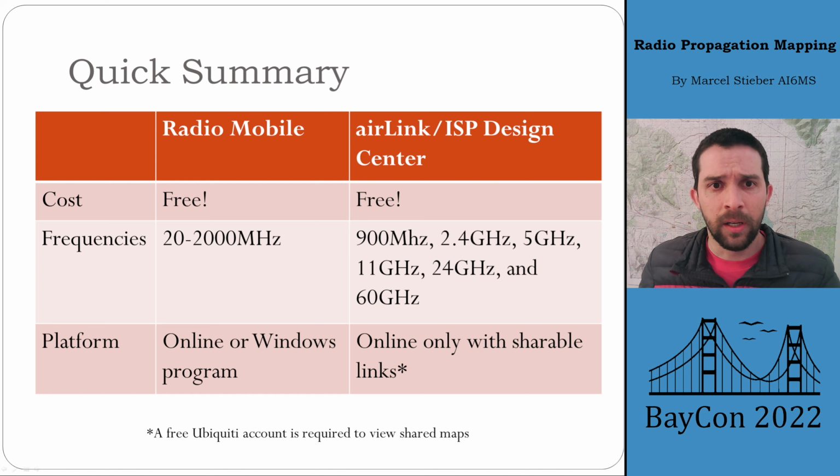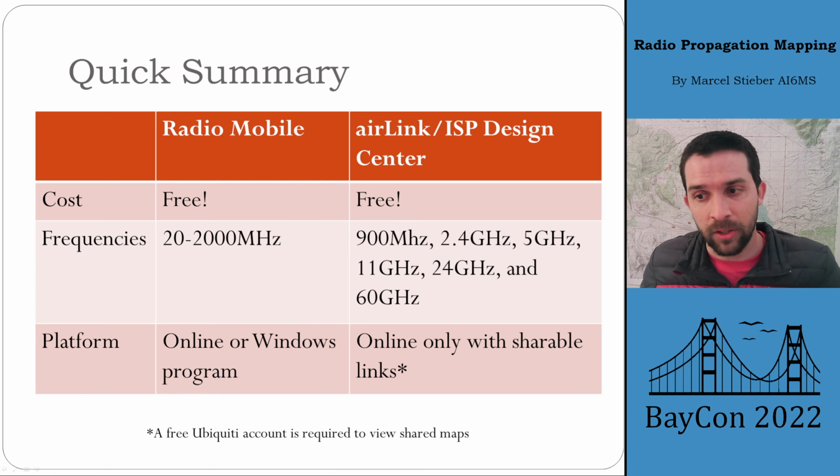So a quick summary: Radio Mobile, free; airLink, free. The frequency coverage is one of the big differences, right? So you can't go down to those lower frequencies, but they're both available online. You can also download Radio Mobile and you have those links to share. So that just about wraps it up.